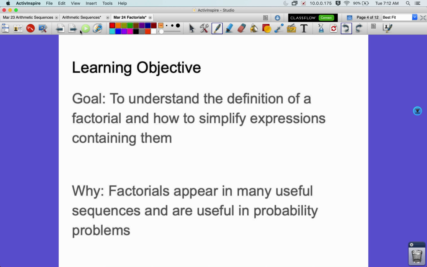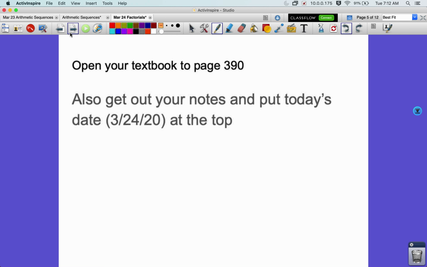Goal for today is to understand the definition of a factorial and how to simplify expressions containing them. And we're going to see a couple of tricky ones. So even if you think you know everything there is about factorials, I bet I'll show you a tricky problem at the end here. So why we're doing this: factorials appear in many useful sequences or are very useful in probability problems. That's our next unit. So once we finish sequences and series, we're going to move on to probability, so we're going to need this.